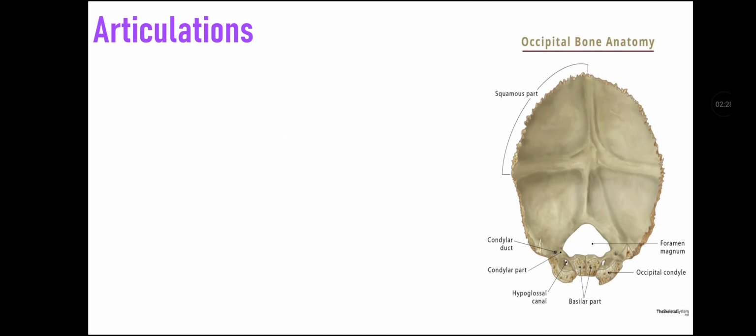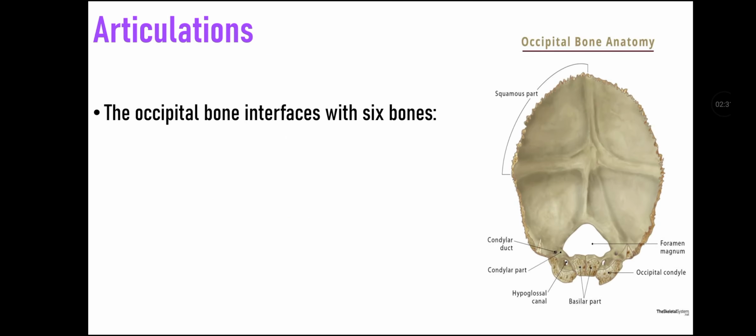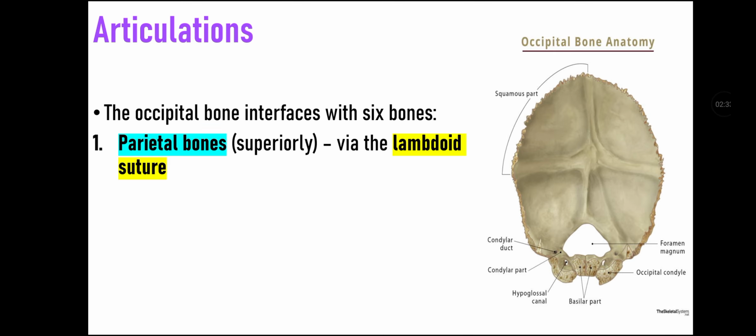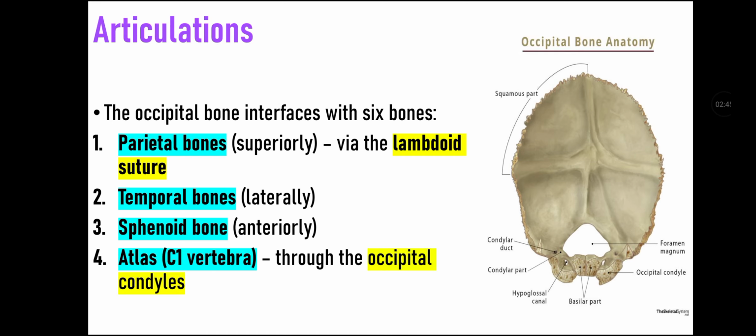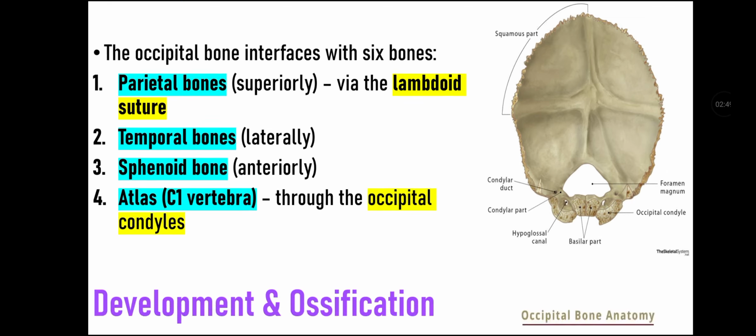Now let's talk about the articulations of the occipital bone. The occipital bone articulates with six bones. It articulates with the parietal bones superiorly through the lambdoid suture. It also articulates with the temporal bones laterally. It articulates with the sphenoid bone anteriorly, and with the atlas, that is the C1 vertebra, through the occipital condyles.